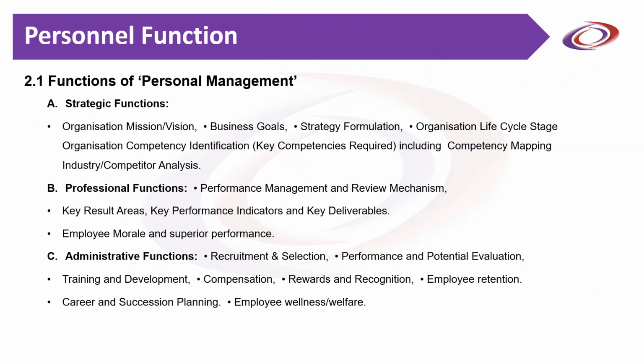So basically, there are three categories of the functions of personnel management. These are the strategic functions, professional functions, and administrative functions. Strategic functions are related to the strategy. What is the mission or vision of the organization, business goals, how the strategy formulation takes place, organization life cycle stage, competency identification. It also includes competency mapping and analysis of the competition. Then we have the professional functions.